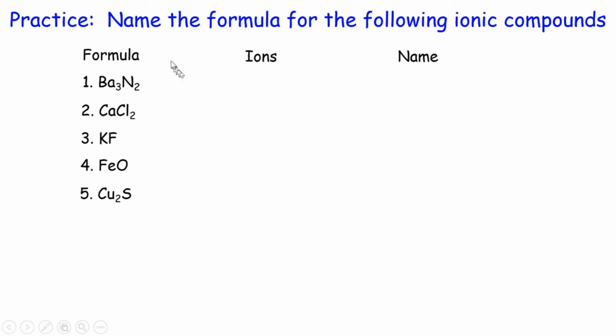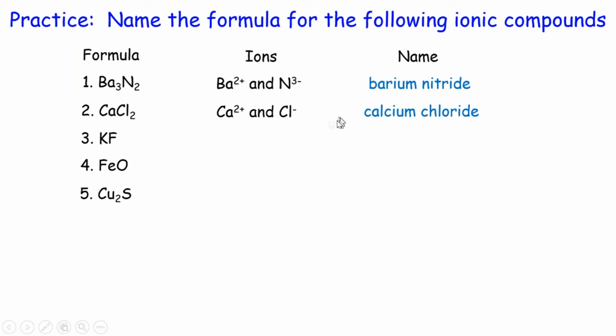Let's work on a few more. Name the following ionic compounds. Ba3N2. Let's look at the ions. So Ba, that's a group 2A metal, should always form a 2 plus cation. For nitrogen right here, that has to be nitride. So therefore, it's barium nitride. Calcium, again, that's group 2A, therefore 2 plus cation. And chlorine is chloride. Each chloride carries -1, therefore it's calcium chloride.